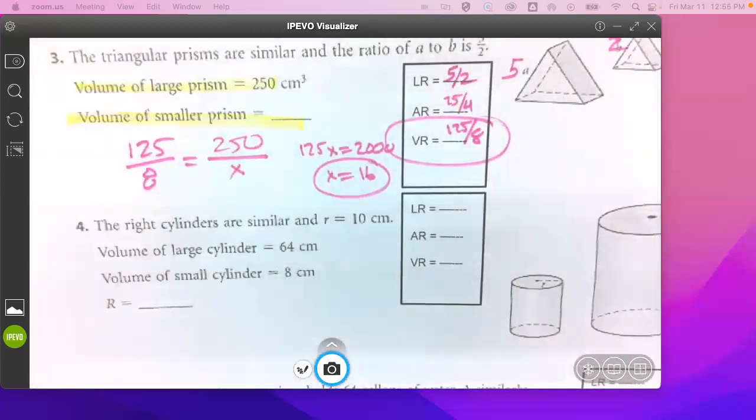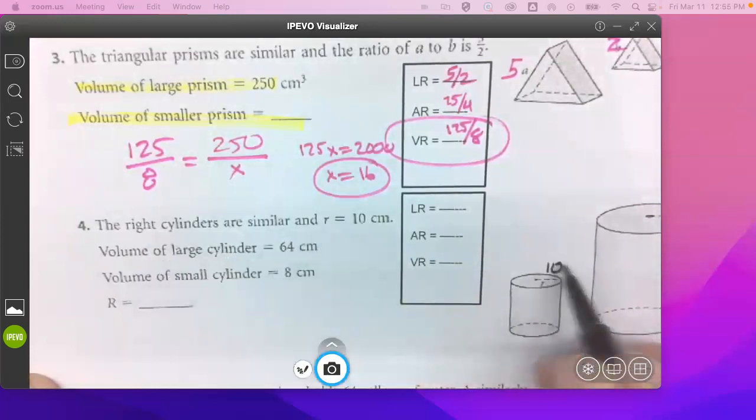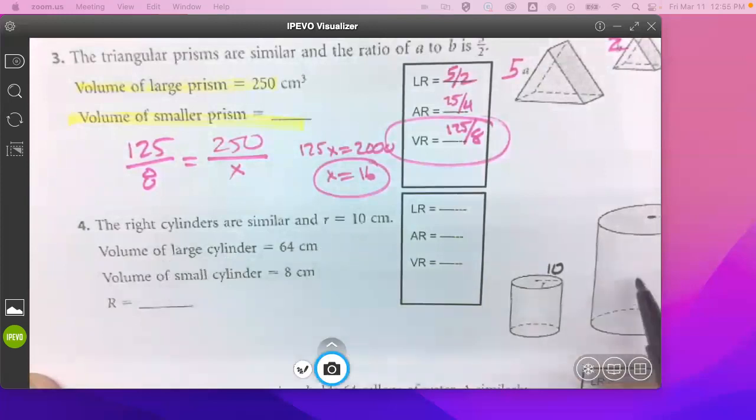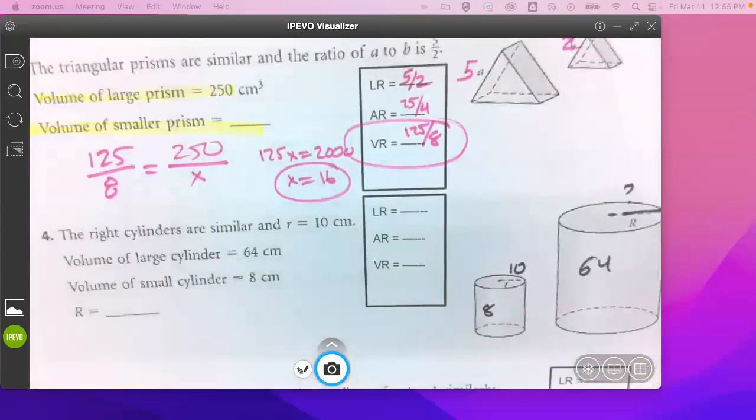Let's take a look at number 4. It's similar with a little twist. The right cylinders are similar. Little r is 10. The volume of the large is 64. The volume of the small is 8. Find the radius of the large. How do I begin?